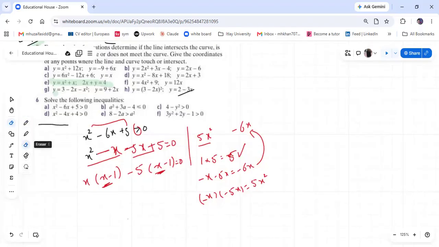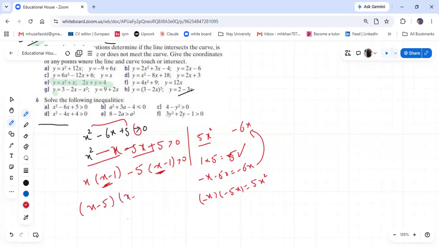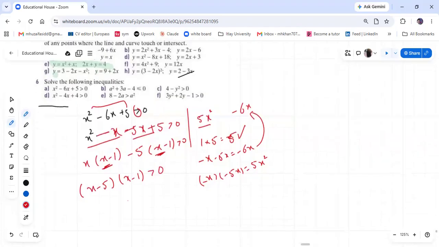Sorry, we made some mistake, because this is greater than 0, so I'm writing greater than 0, because this is our inequality, not equality. So this is (x − 5)(x − 1) > 0. From this one, x − 5 is greater than 0, and here we have two cases greater than 0. This gives us −5 moving to the other side, this is plus 5, and then greater than. Also, −1 is moving to this side: x is greater than 1.